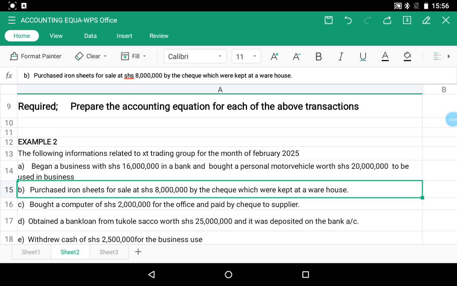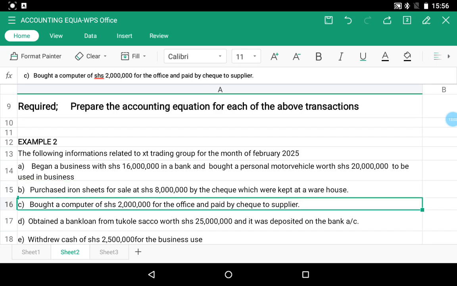Our part C, they have said he bought a computer of shillings 2 million for office and paid by cash to supplier. Still the same amount of bank. He used that amount also to buy computer. It means we are going to have a computer, but also still the value of bank will reduce by 2 million. So now let us also tackle this transaction.